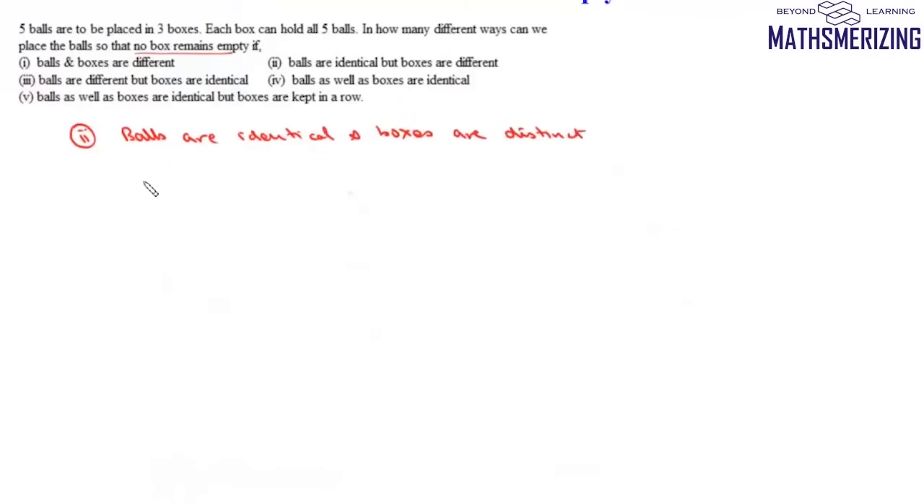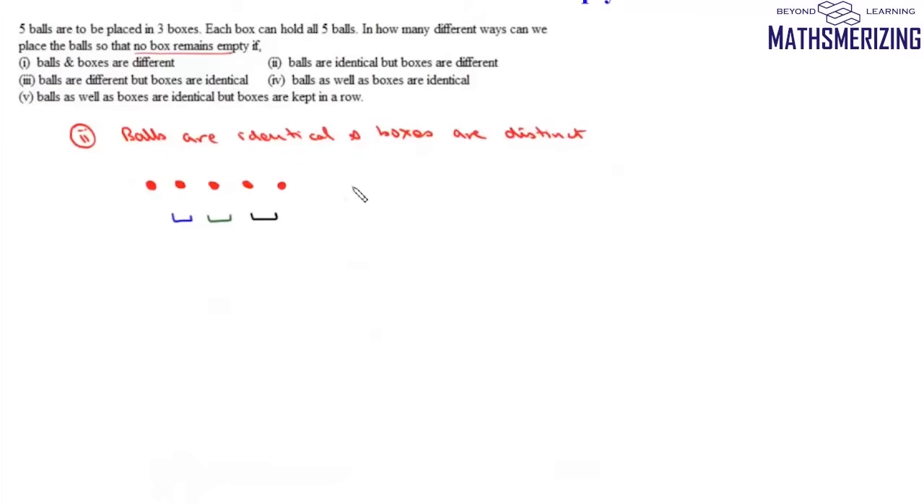So here we have 5 balls which are identical, but in this case boxes are distinct. So we have 5 identical balls and 3 distinct boxes. Now in how many ways can we distribute these identical balls in these boxes?